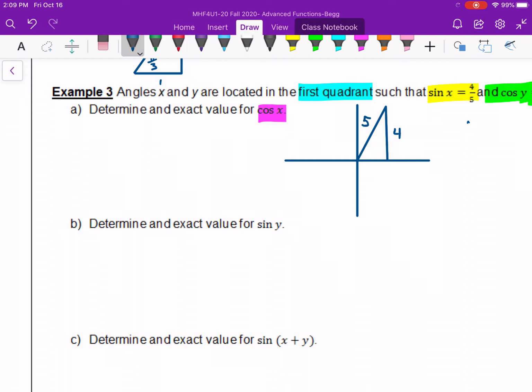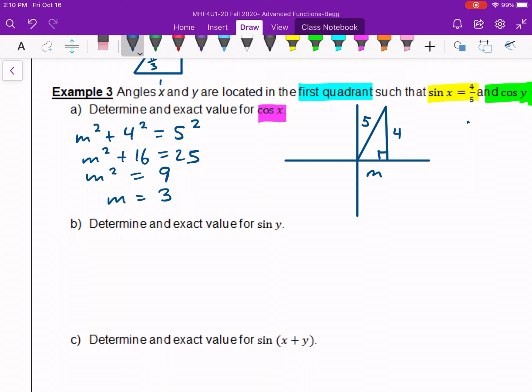I've got to find an exact value for cos x, because I know that sine x equals 4 over 5. In order to know what cos x is, I need to know what that side is there. Well, that's just a 3, 4, 5 triangle using Pythagorean theorem. You might recognize it, but if you don't, let's call this m. We know that m squared plus 4 squared equals 5 squared, because 5 is the hypotenuse. So m squared plus 16 is going to equal 25. So m squared equals 25 minus 16, which is 9. If I take the square root of each side, m equals 3. As I said, that's a 3, 4, 5 triangle, classic.